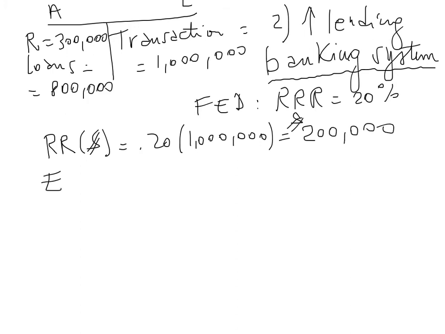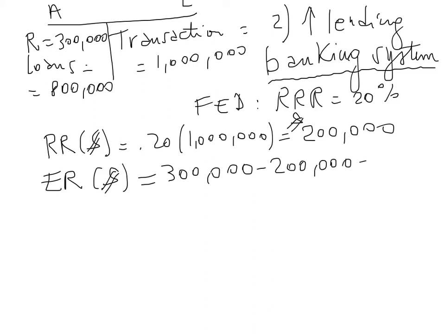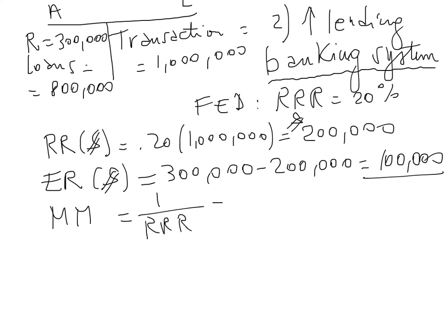Now let's see how much excess reserve we have for a required reserve ratio of 20%. The excess reserve is going to be my actual reserve, 300,000, minus the required reserve, 200,000. So that's going to be 100,000 excess reserve. Now, through the whole banking system, we are going to have a money multiplier defined as 1 divided by the required reserve ratio. So 1 divided by 0.20, that's going to be 5. So in simple words, the money is going to multiply 5 times through the banking system.